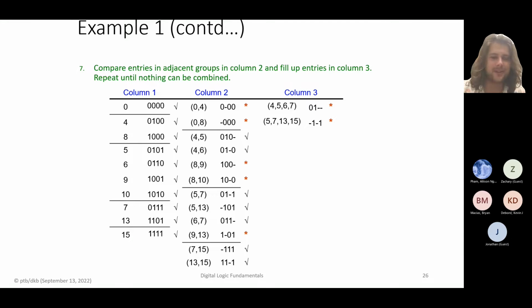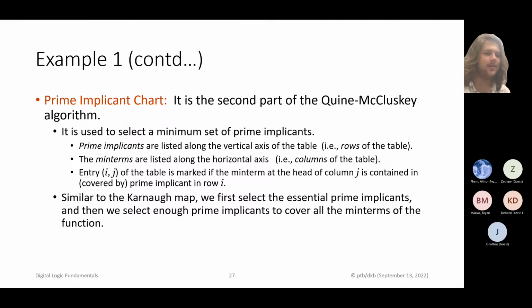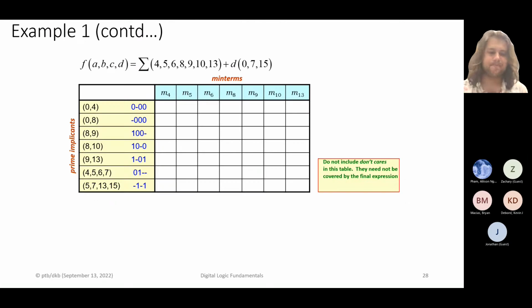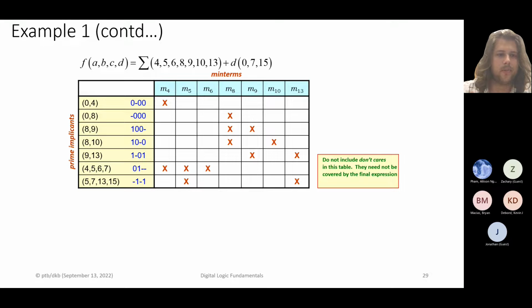So after you do all of this, you end up with a list of prime implicants. And using the prime implicant chart, we can turn this into a complete logical function. For each prime implicant, we're going to check off which min terms they cover. For example, the 0 4 case has a don't care on the second one, which corresponds to 4. Likewise, the 4 5 6 7 covers the 4 5 6. But you notice that there's no 7 here.